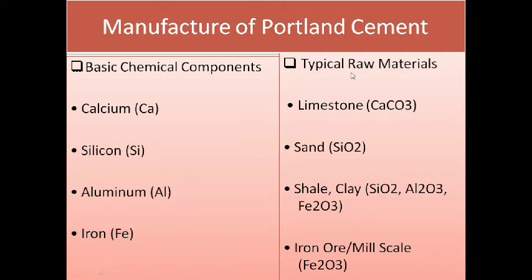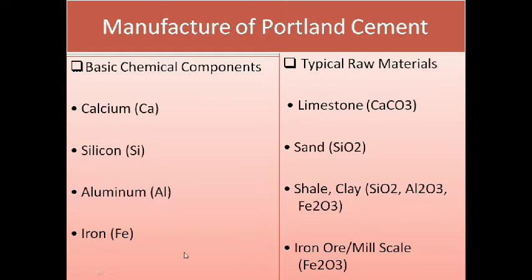Let us discuss the typical raw materials. Limestone contains calcium in the form of calcium carbonate. Sand contains silicon in the form of silicon dioxide. Aluminium comes from shale or clay, which contains Al2O3, Fe2O3, and SiO2. Iron comes from iron ore or mill scale in the form of Fe2O3.